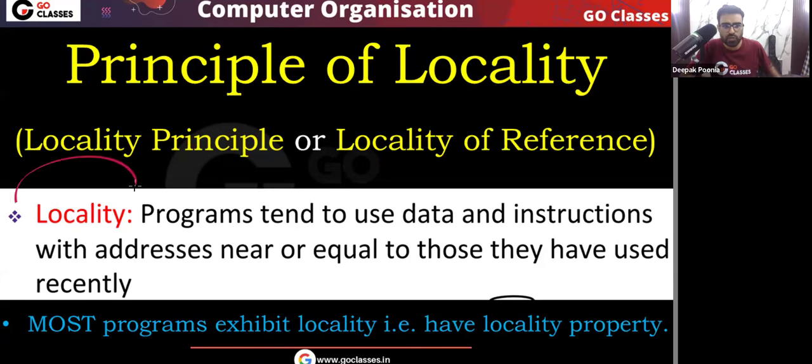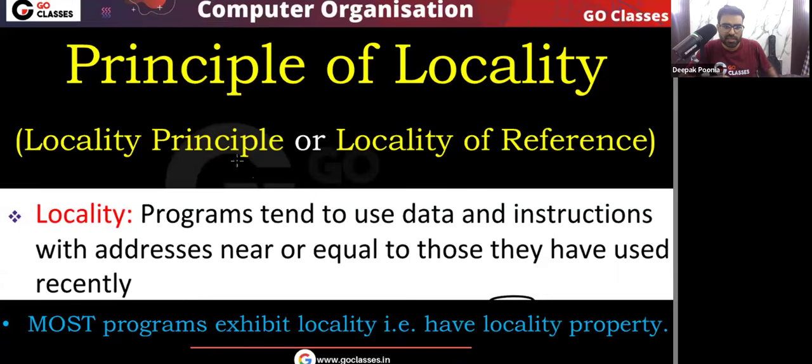So what is this locality property? Very simple. In simple words, when the program accesses a memory location, then in the near future, either the program will again access that same location or it will access the nearby locations. Okay, this is called locality property.